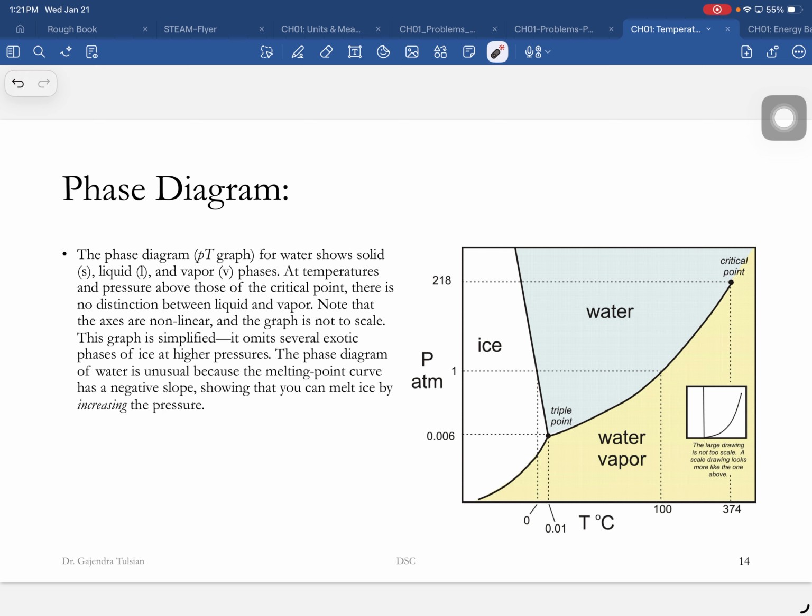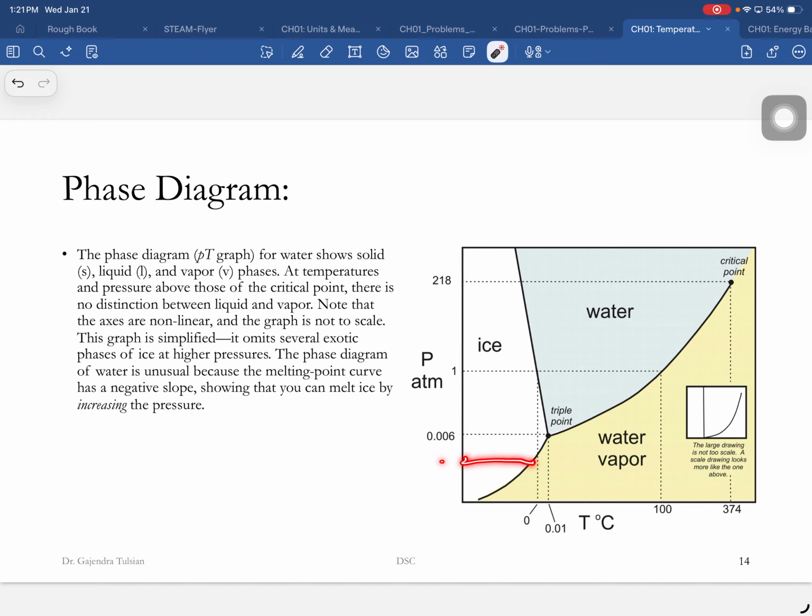Yep. Pressure versus temperature, like what form the water's gonna be in? Exactly. So this one diagram has a lot of information. This substance H2O can only be in three phases: solid, liquid, and vapor. For this pressure and this temperature, it can only be in water phase. For this pressure and this temperature, it can only be in vapor phase.